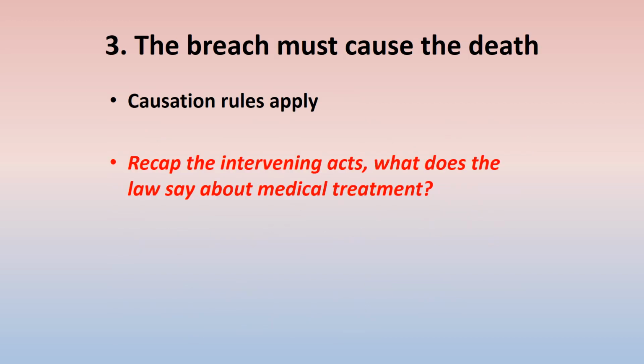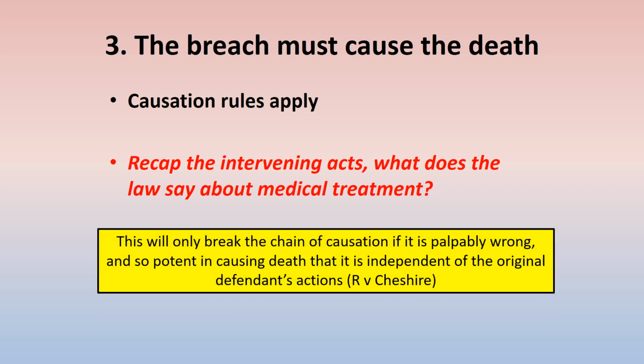Okay, and then finally, the breach must cause the death. So remember, these are result crimes, so we have to make sure that we have established causation. So your usual rules: but for the defendant's actions, would the victim have died? And were the defendant's actions more than the minimal cause? And of course, our intervening acts will still apply. So you have the unreasonable actions of the victim, unreasonable actions of third parties, and palpably wrong medical treatment.